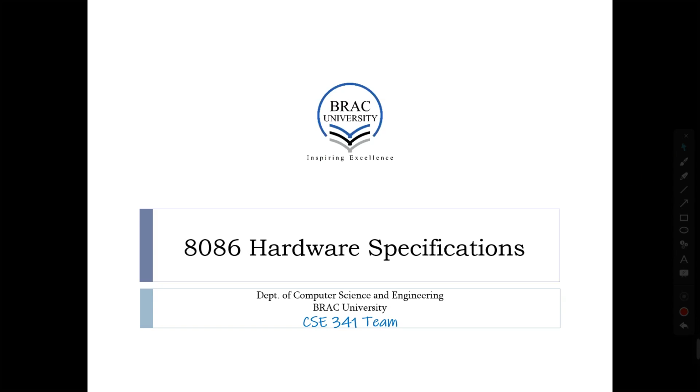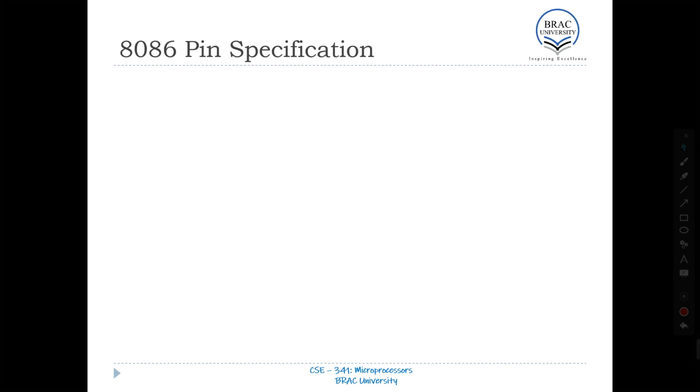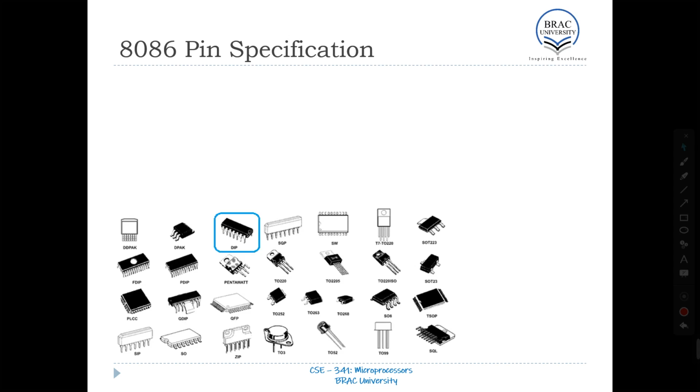Today's video segment is going to be all about the hardware specifications of the 8086 microprocessor. This lecture would entail looking at the IC in detail, the various pins it has, and their functions. There are many different types of ICs, as you can see in this diagram. They all look different, have different numbers of pins, and their organizations are different.